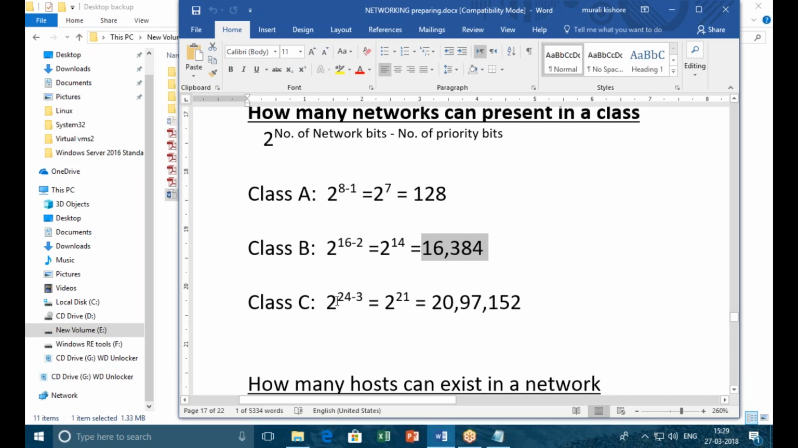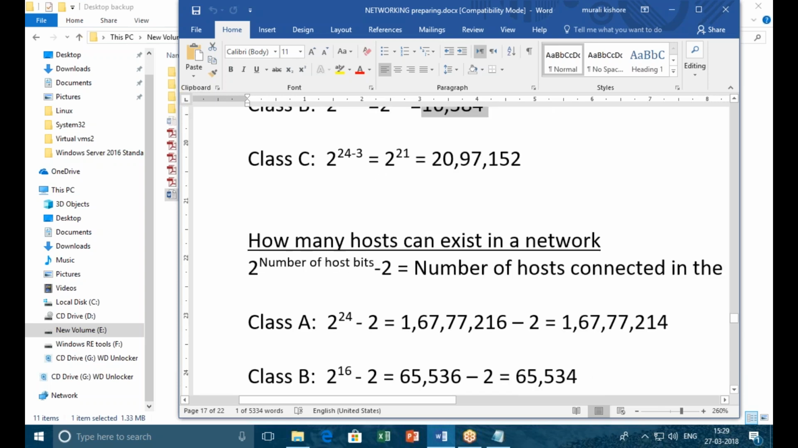The same case applies to class C. If you see here, class C is having more number of networks, whereas class A is having very less number of networks. So these are the number of networks we are having in each class.